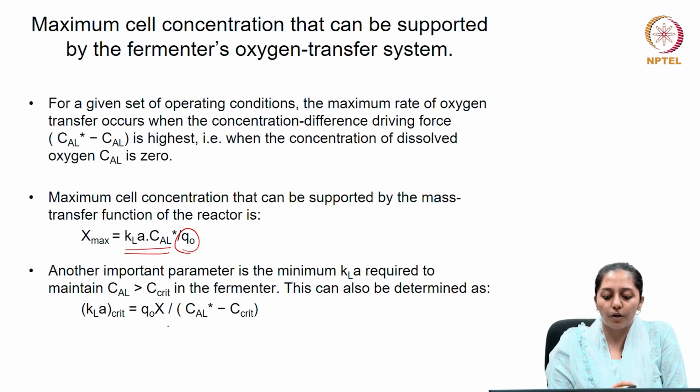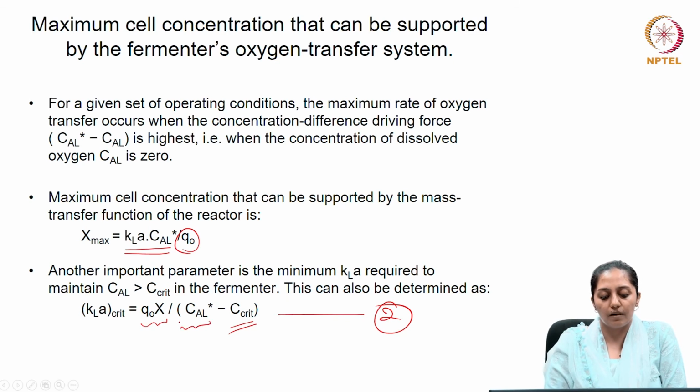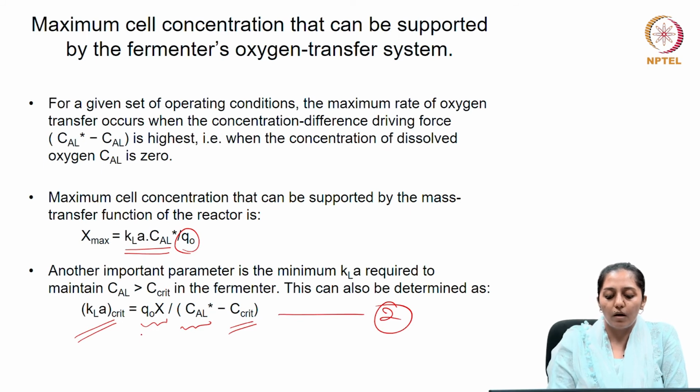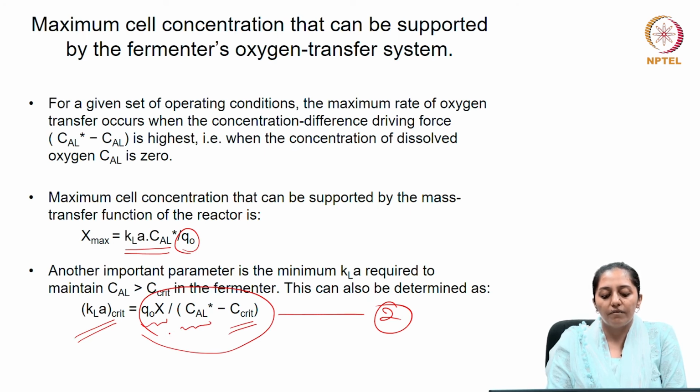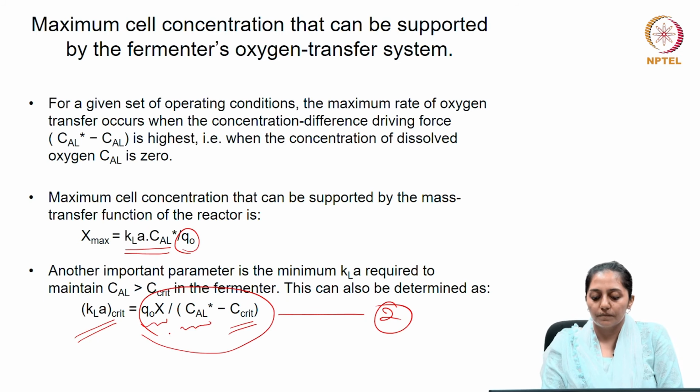So if we need to find out, for a given biomass, what can be the minimum KLa which is required to maintain the concentration of the oxygen in the bulk above the C critical, then we can use equation 2 here. So CL has been replaced by C critical, given the value of X, QO2 and C star. So this will be the critical KLa required for ensuring that the bulk oxygen concentration is always above C critical, given the value of biomass concentration.